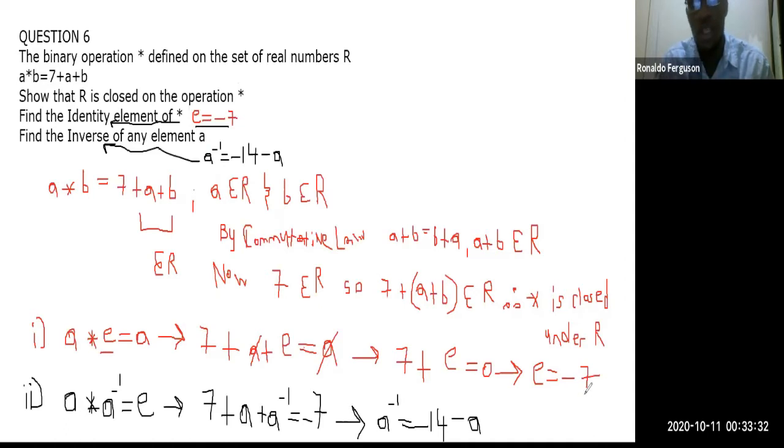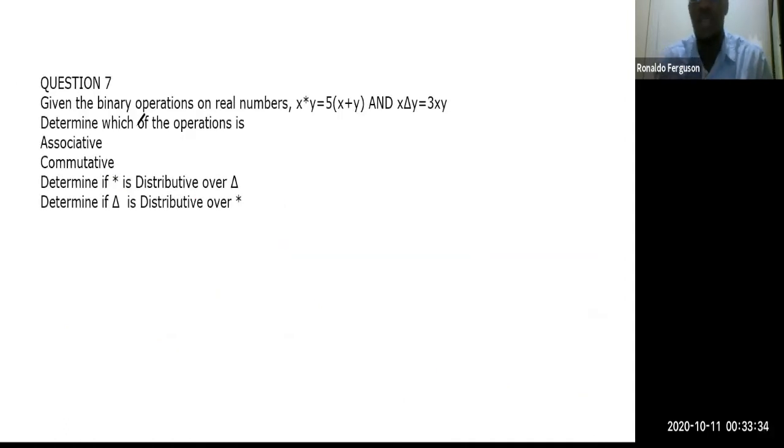So now, let's look at question 7, but for us it's really question 2. It says, given the binary operation on the real numbers, x star y is 5 times x plus y, and x delta y is 3xy. Determine which of these operations is associative, which is commutative, and determine if star is distributive over delta, and if delta is distributive over star.